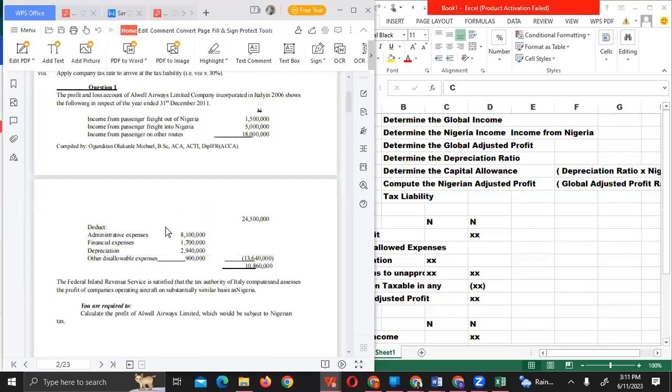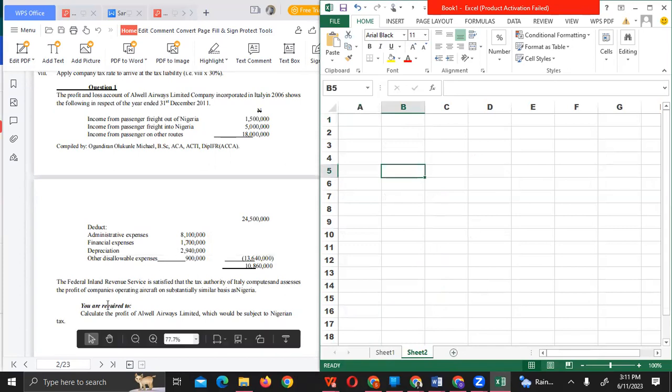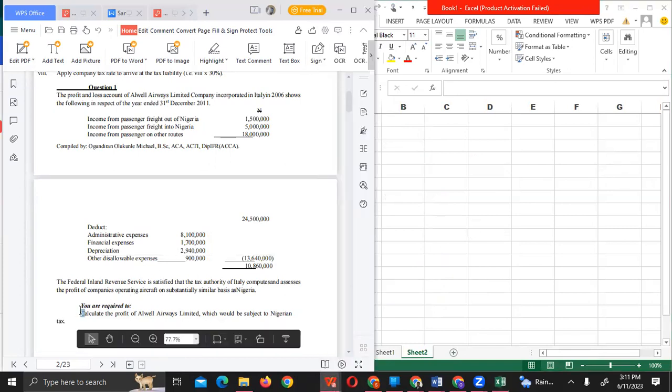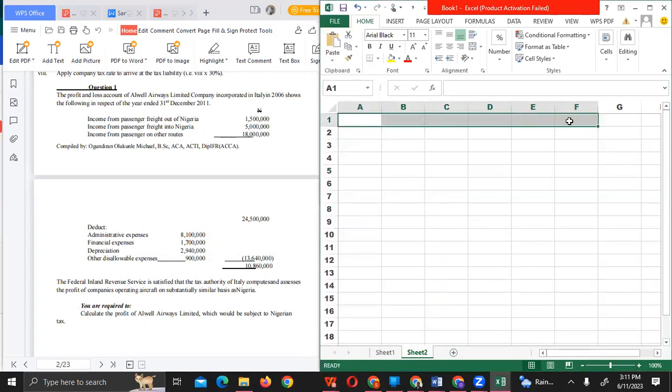We said that the first thing would be for us to determine the global income, right? So, usually the examiner will tell you what to do, and all you need to do is just to copy and paste what the examiner asks you to do as the heading. Because that is what you want to do basically. So we have calculation, right?